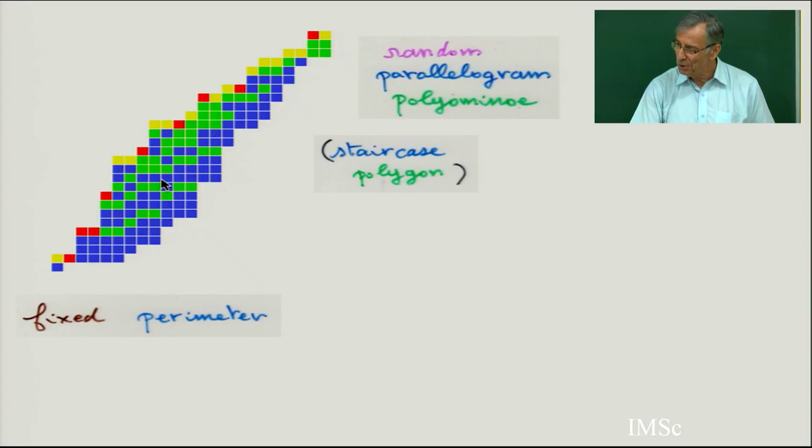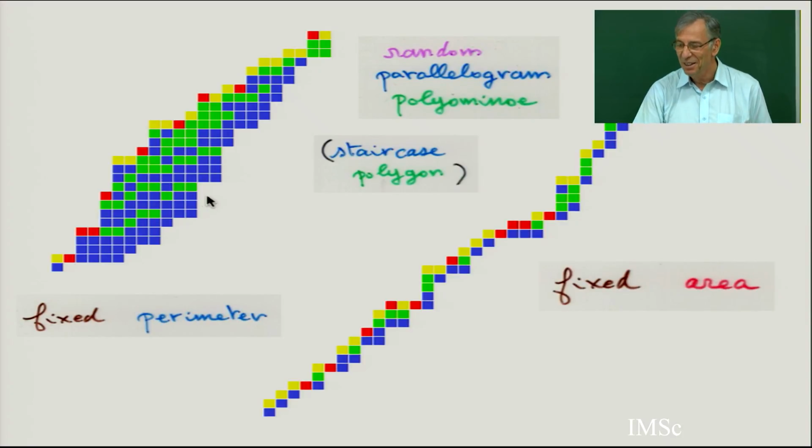But now, the second problem: what is a random parallelogram polyomino with a given area? And here it is totally different. See, it's very thin.